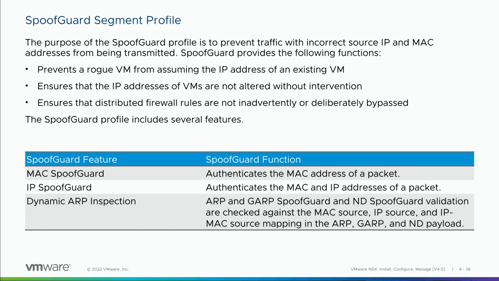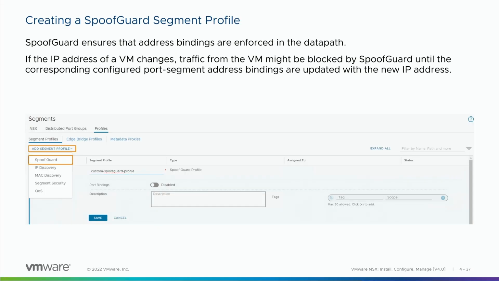So let's start with SpoofGuard. We have this SpoofGuard profile available that we can use to essentially enforce that the MAC address and IP address on a particular segment port are what's coming and going from that particular segment port. So we can validate the MAC address, we can validate the IP address, and so on. The SpoofGuard profile is great. It's either on or it's off, right? I'm either enforcing these port bindings or I'm not.